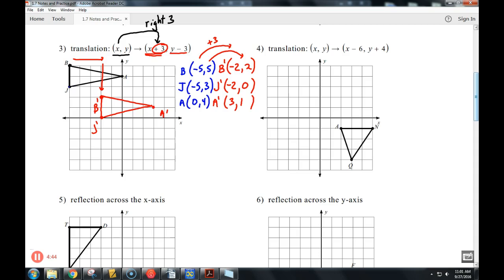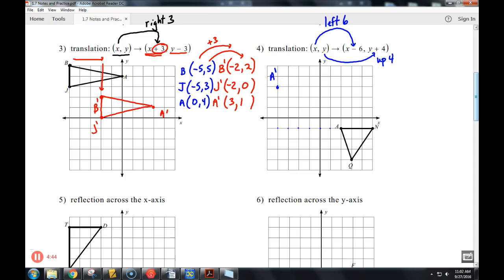Let's go over to number 4 and let's try to speed this up a little bit as we get better. So looking at my x's, I see that I'm subtracting 6. Remember, x controls left and right movement. We're subtracting. So I know every point's going to go left 6. And the y controls the up or down. So this y, since it's positive or +4, I'm going to go up 4. So basically, every point's going to move left 6, up 4. So let's just do it. Left 6, up 4. Going to put me right there. That's the new A. Q is going to go left 6, up 4.